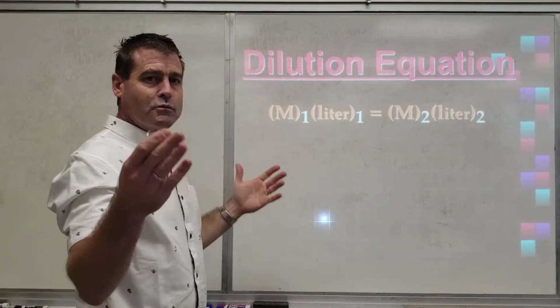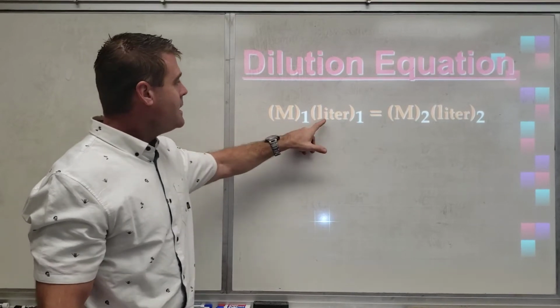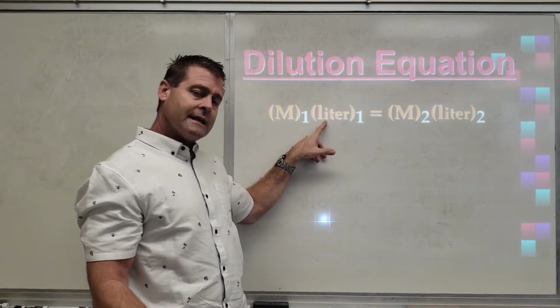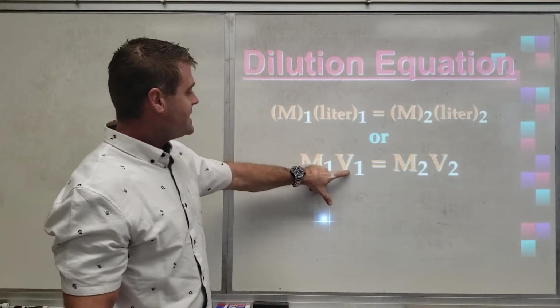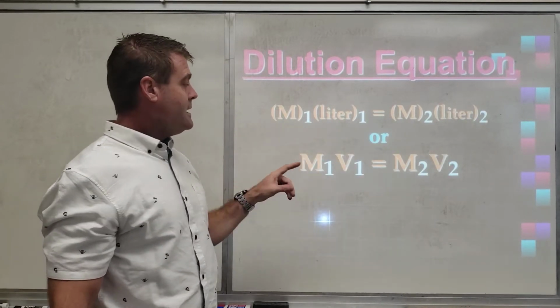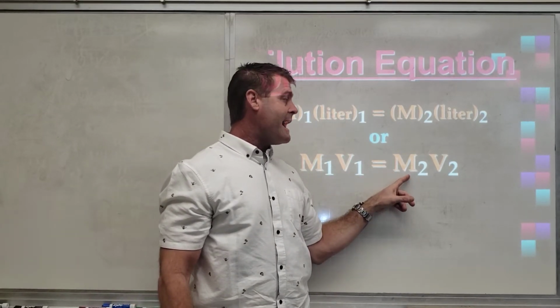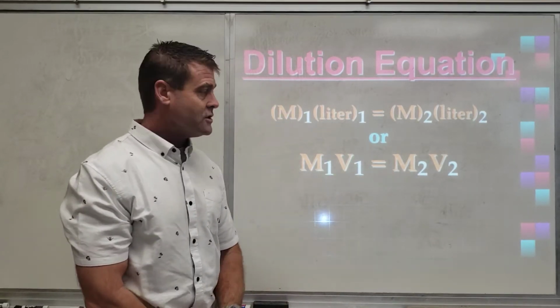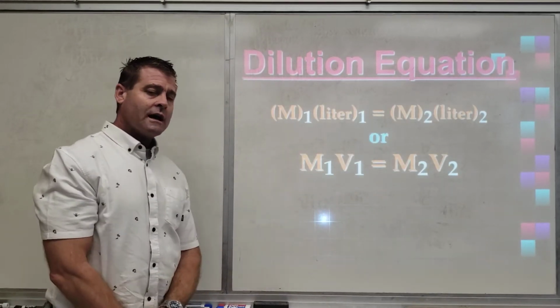And then, you know what? We're going to just write it, make it a little easier. We'll use a big M for molarity like we do here. Well, a liter is a volume, and technically it doesn't really have to be in liters. We'll see that. And so we'll just abbreviate it as a V. So if I take the molarity before dilution times the volume before dilution, that's going to equal the molarity after dilution times the volume after dilution. This right here, you guys, is the dilution equation, and we're going to use a couple problems to show how you can use that.